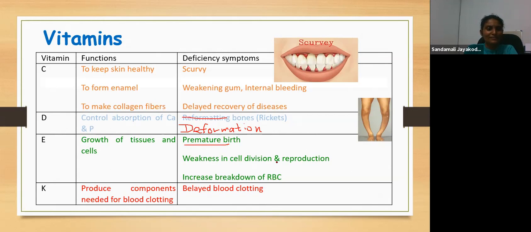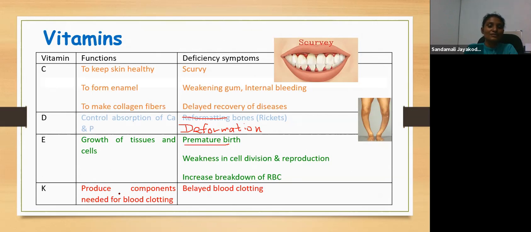And then the final one, vitamin K. It is really important for blood clotting. Blood clotting, that means when we have a wound, we will get blood loss. We will get blood loss, but we have to prevent it to protect our body. In that case, a blood clot is formed.